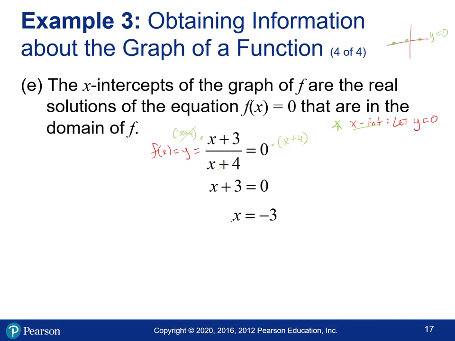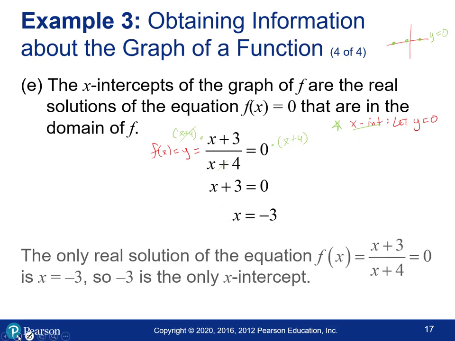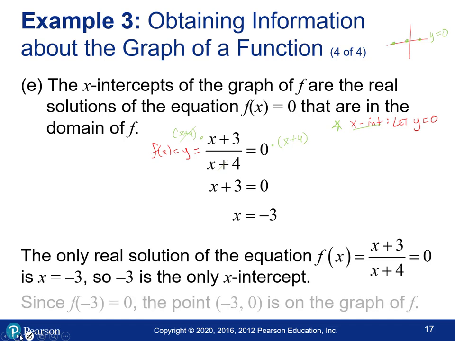So that's going to be our x value for our x-intercept. And we already know our y value is 0. Okay, so that's the only x-intercept. X is negative 3 when y is 0. So that's our ordered pair on the graph.